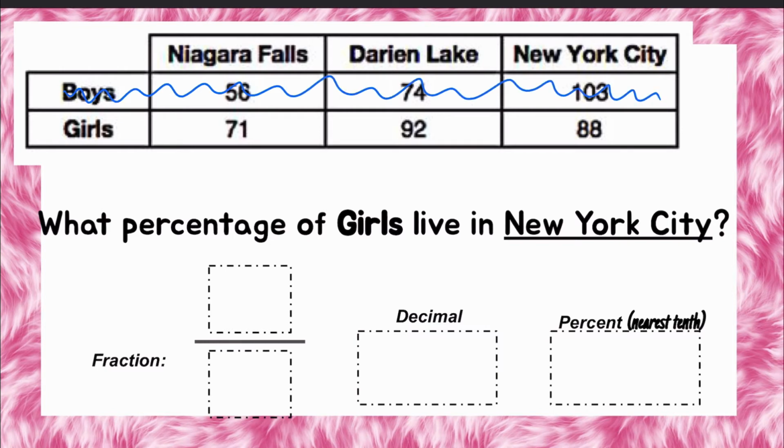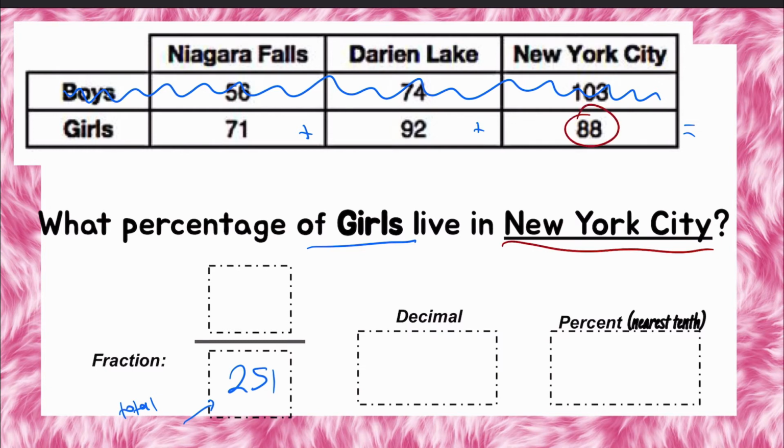Now I need to find a total here. You can probably find your total in the first word in these word problems, so I need the total number of girls. How can I figure that out? I'm going to add. So I will add 71 plus 92 and 88, and what do we get? Well, just grab your calculator. 71 plus 92 plus 88, 251.